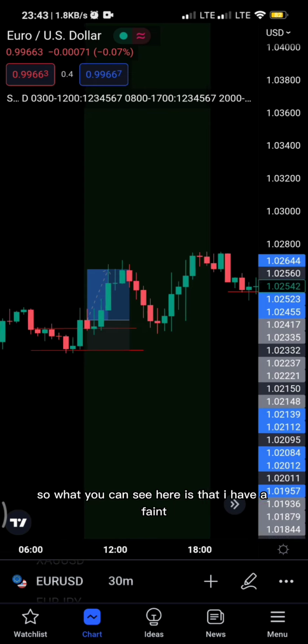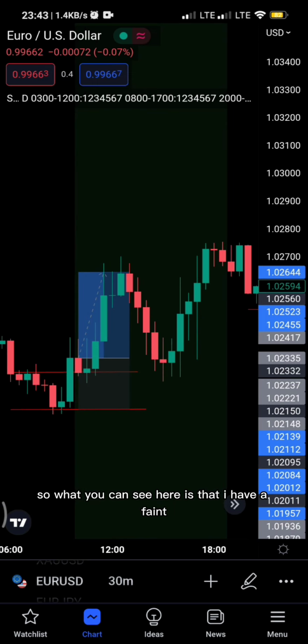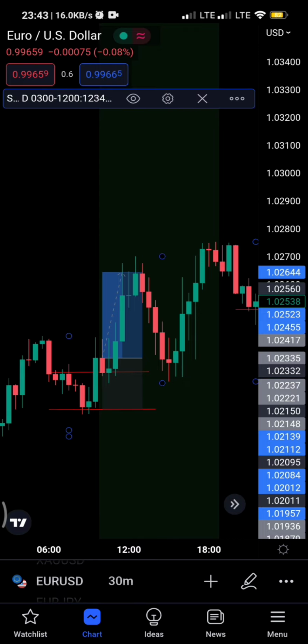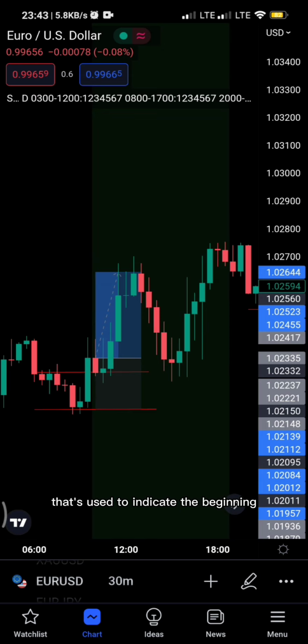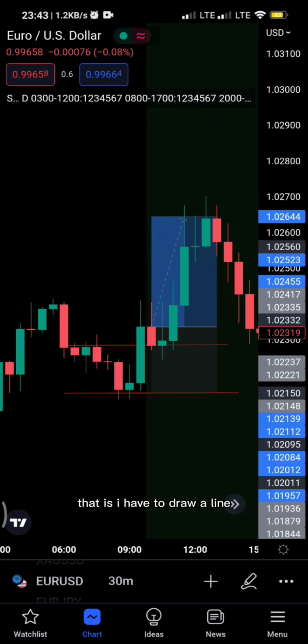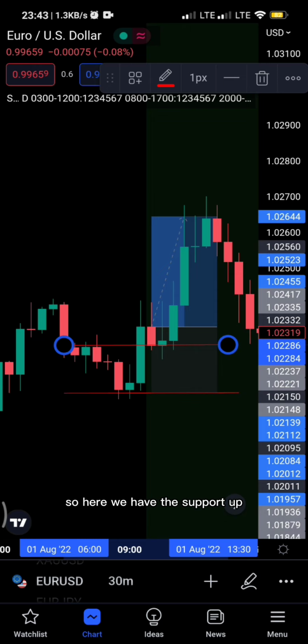So what you can see here is a faint green bar that's used to indicate the beginning and the end of the London session. Before every London session, I draw a line for supply and demand, support and resistance. They're basically the same thing. Here we have the support, up here we have the resistance.